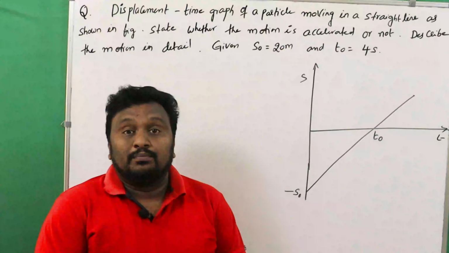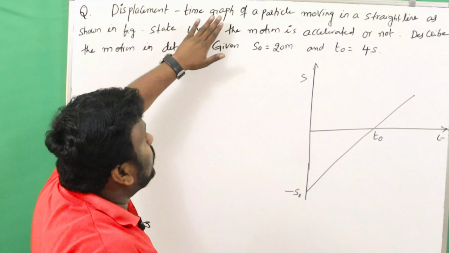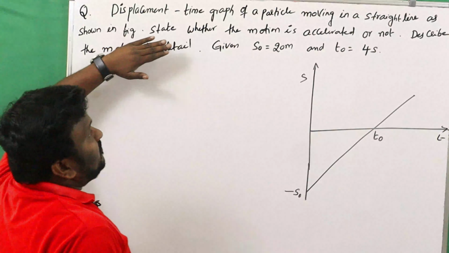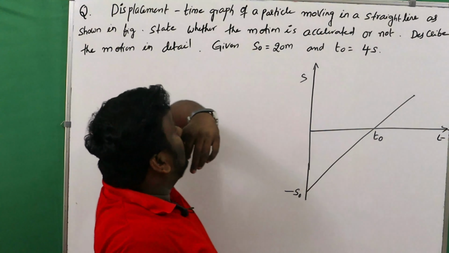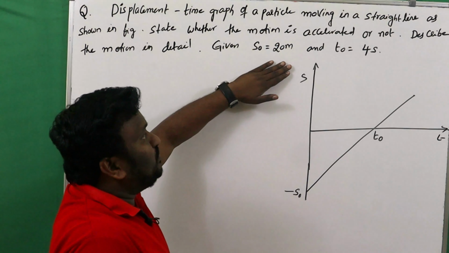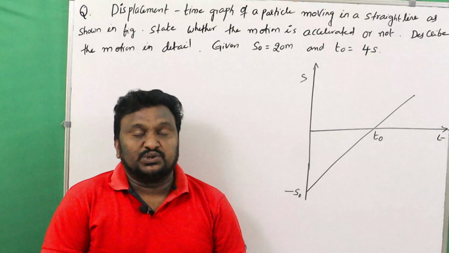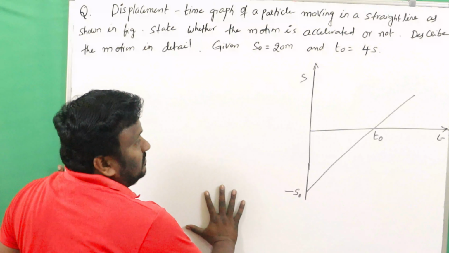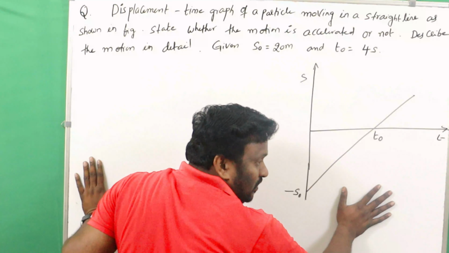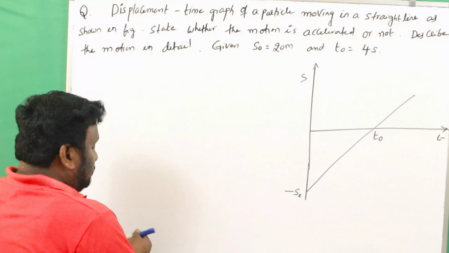Let's see one problem on the position-time graph. The problem is like this: the displacement-time graph of a particle moving in a straight line is shown in the figure. State whether the motion is accelerated or not. Describe the motion in detail. Given S naught is equal to 20 meters and T naught is equal to 4 seconds. So we are given one graph. We have to explain whether this body is accelerated or not, and in which direction it is moving. That is the question here. Very simple to understand.